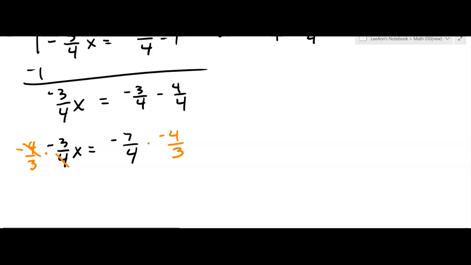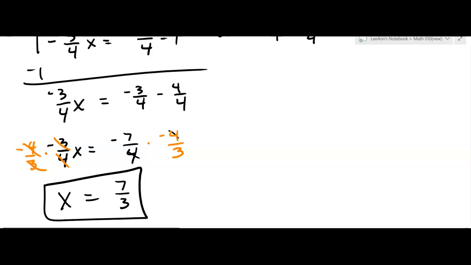And so those are going to cancel, and I just have x. And then on this side, the 4s are going to cancel. Negative times a negative is positive, so I'm getting 7/3. Okay, there's one answer. So you might have to rewind it and watch that. I kind of was doing it fast, but that was just my fraction work.